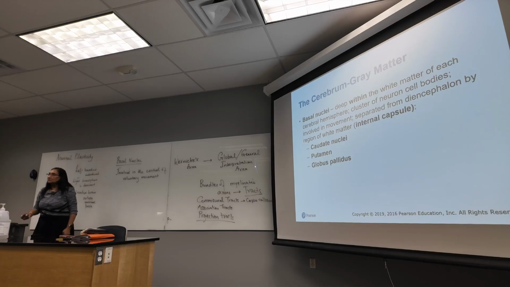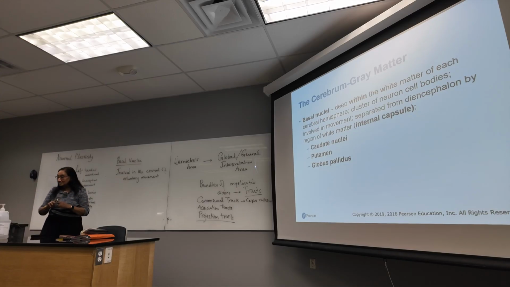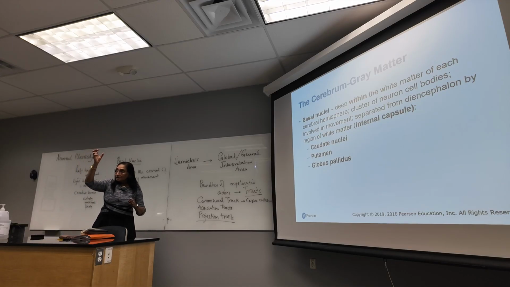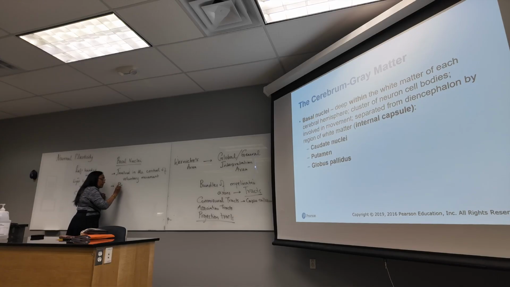In other words, they are controlling your skeletal muscles, but they are only involved in it. They are not actually controlling the skeletal muscles. The actual control is from your primary motor cortex. These are involved in the control. So what is this involvement? Okay, they help in the planning of the voluntary movement.